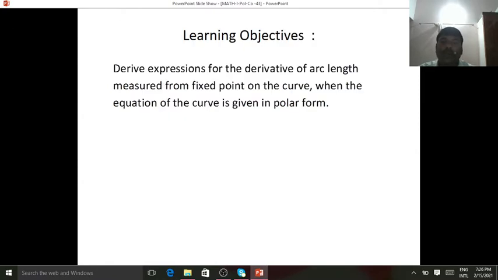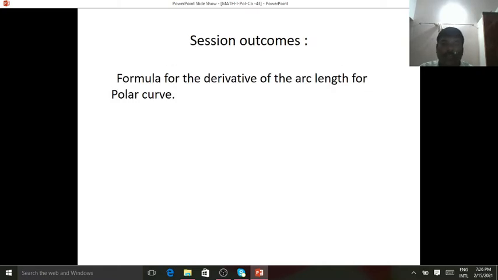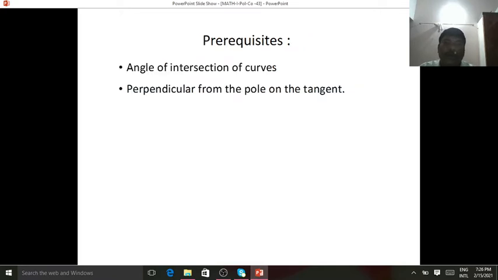Learning objectives: derive expressions for the derivative of arc length measured from a fixed point on the curve when the equation of the curve is given in polar form. Session outcomes: here we have to derive the formula for the derivative of the arc length for the curve. Prerequisites: angle of intersection of curves, perpendicular from the pole on the tangent.